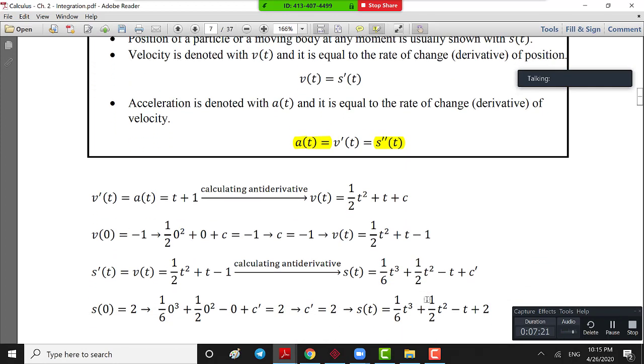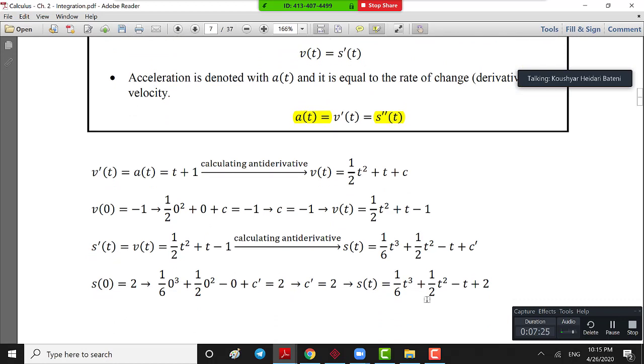Now, what do we have to do in this specific case? First, we have to calculate the antiderivative for a, or acceleration, to find v. After finding v, we have to calculate its antiderivative again to find s, right? So we have v prime. Here we are writing what I just said. V prime is equal to the acceleration, and the problem tells us that the acceleration is equal to t plus 1.